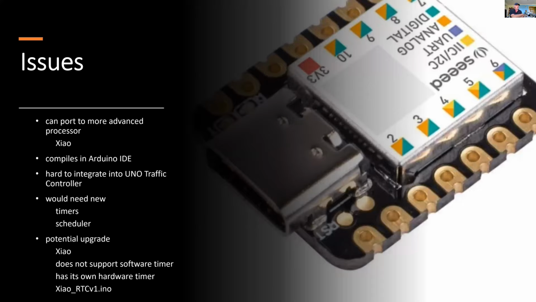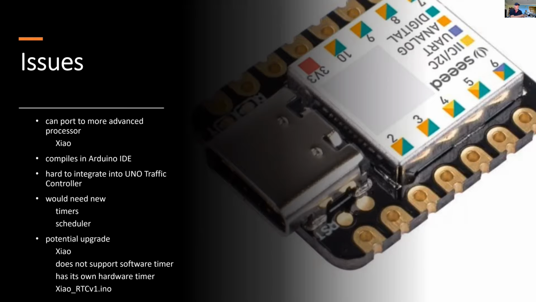So the issues are that it worked quite well. So stay beyond the final slide and I'll give you some demonstrations of what it can do. But it needs to be ported. The whole traffic controller is already saturated and uses almost all the memory on my Arduino UNO computer. So I need a more advanced processor to add on this function.